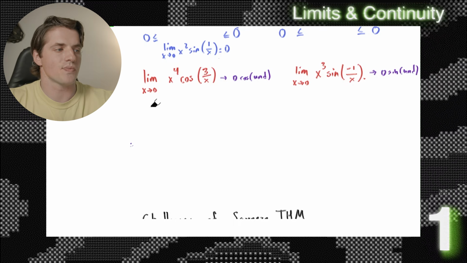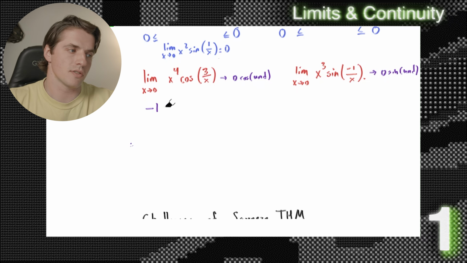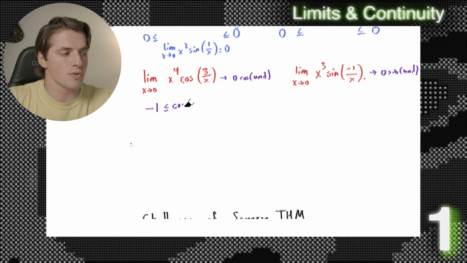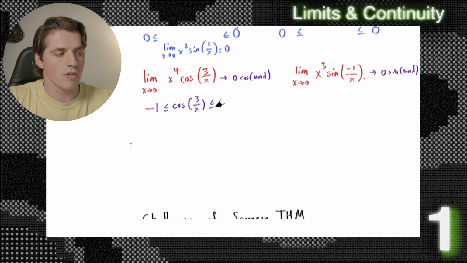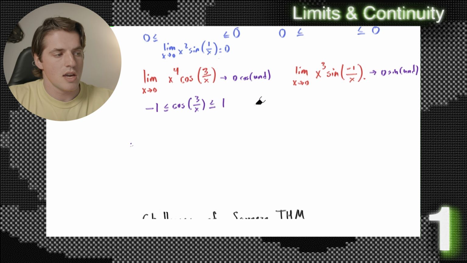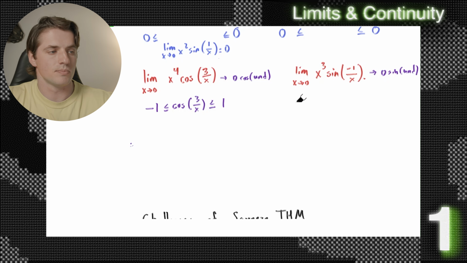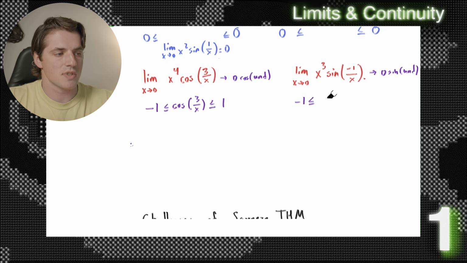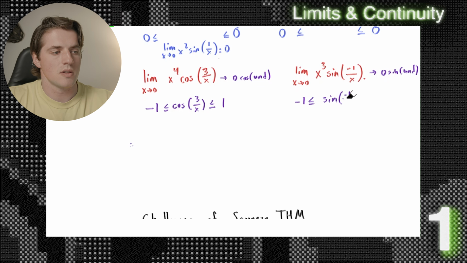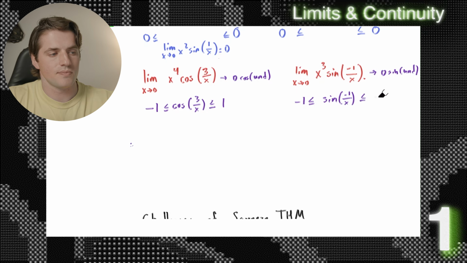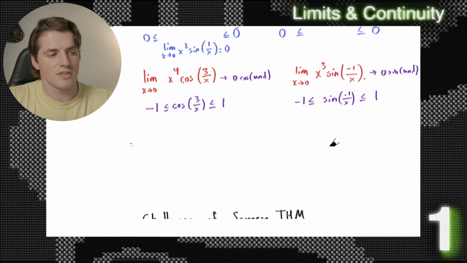First, what we want to do is take advantage of the trig functions. So we know that cosine is always greater than or equal to -1 and always less than or equal to 1. I can do the same thing here. Say the same thing about sine. It's always greater than or equal to -1. Doesn't matter what's on the inside. It's always less than or equal to 1.